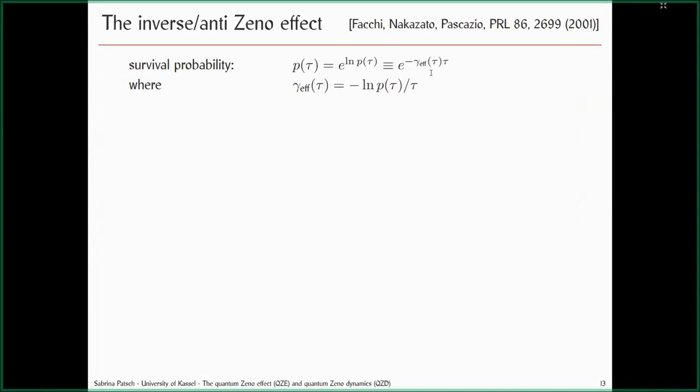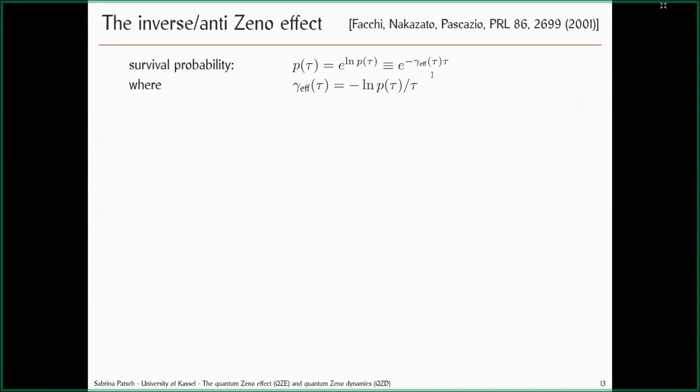And then on the next step I introduced an effective decay rate, and the effective decay rate is simply defined as minus the logarithm of p over tau. So you see I actually didn't do anything. I just rewrote everything such that I have the form that is given here.